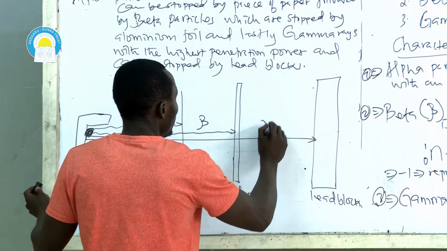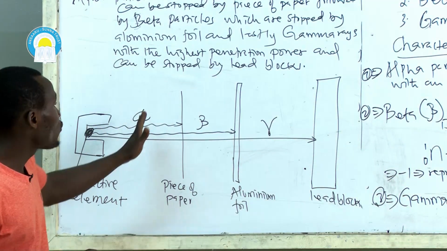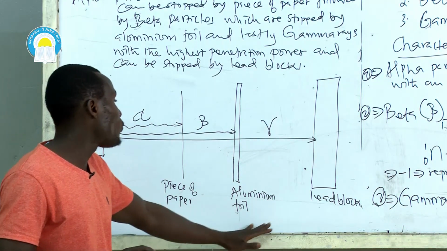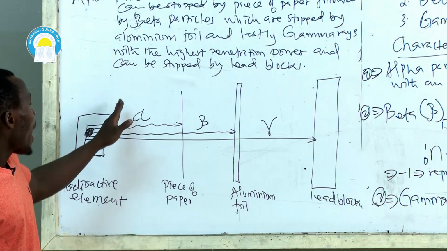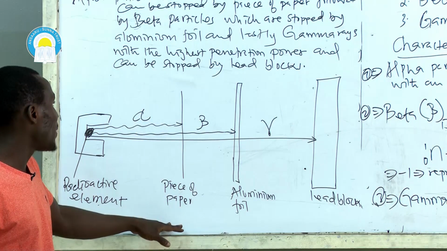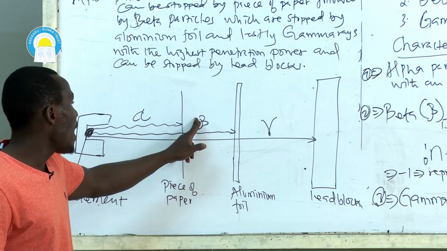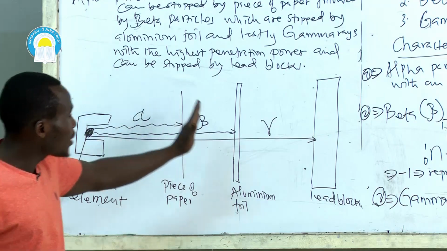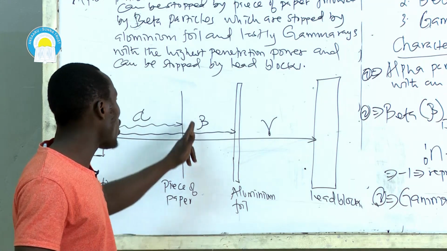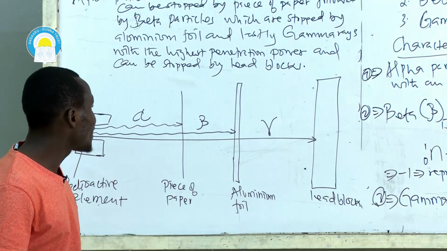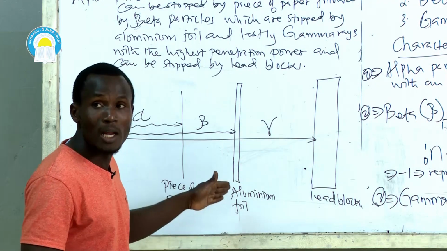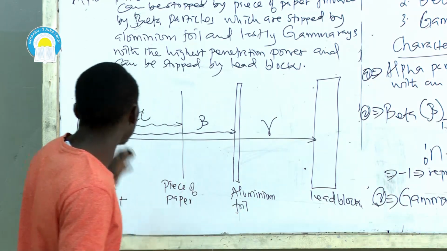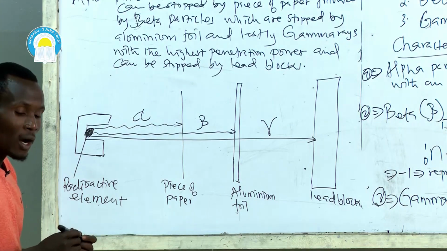Therefore, we are going to find that if we arrange a piece of paper, aluminum foil, and the lead block, the alpha particle is going to be stopped by the piece of paper, while the gamma and the beta particles are going to penetrate the piece of paper. But when we reach the aluminum foil, it's only going to stop the beta particle. But the gamma rays will still penetrate the aluminum foil and will only be stopped by the lead block. So this gives us some of the properties of the radiations.